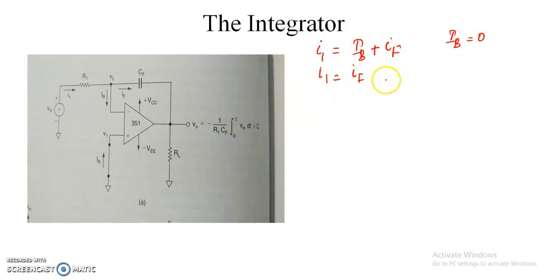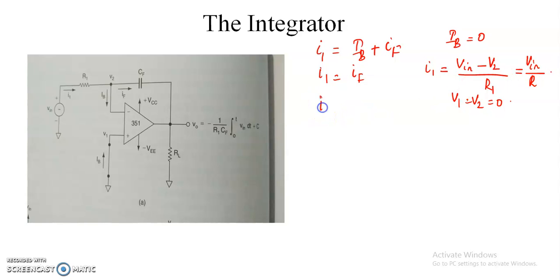From the figure we can write I1 as Vin minus V2 divided by R1. But by the concept of virtual ground, since the non-inverting terminal is grounded, the same potential will exist at the node V2. So V1 equal to V2 equal to 0. So I1 equal to Vin divided by R1.